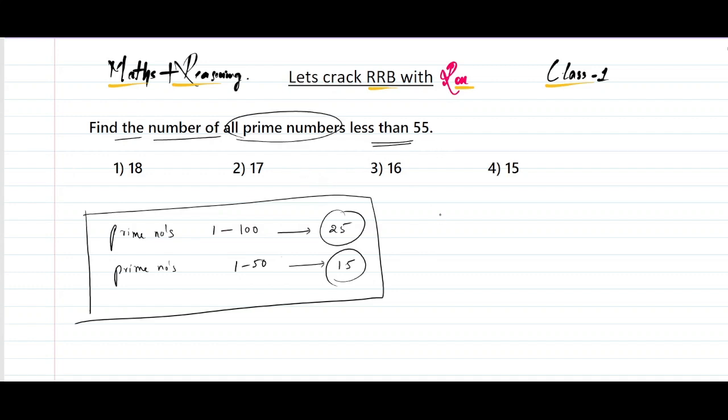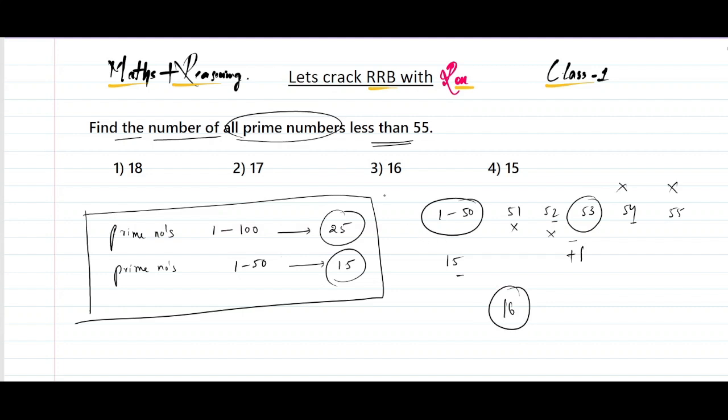So less than 55 means you already know in 1 to 50 you have 15 prime numbers. So you just have to check 51, 52, 53 and 54. 51, 5 plus 1 is 6, divisible by 3, so not a prime number. Unit digit 2, not a prime number. 53 is a prime number. Unit digit 4, not a prime number. If you see 55 also, divisible by 5, not a prime number. So in 1 to 55 you have 15 plus 1, so you have 16 prime numbers less than 55. Okay, so what is the answer? 3. So you need to learn these 2 points, that's why I included this question. In 1 to 100 you have 25, in 1 to 50 you have 15.